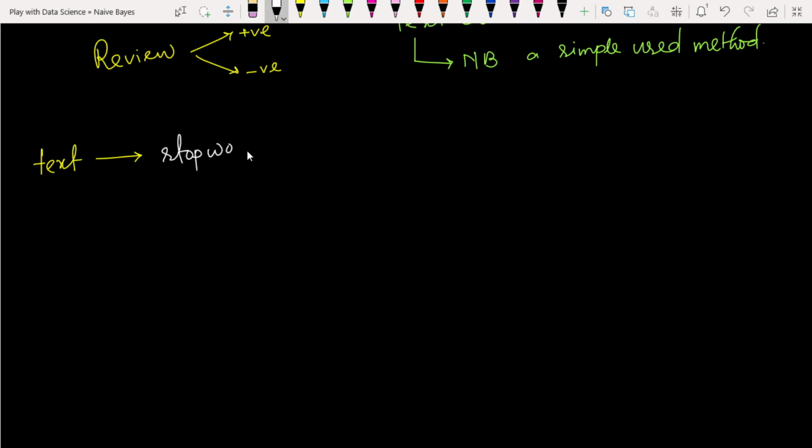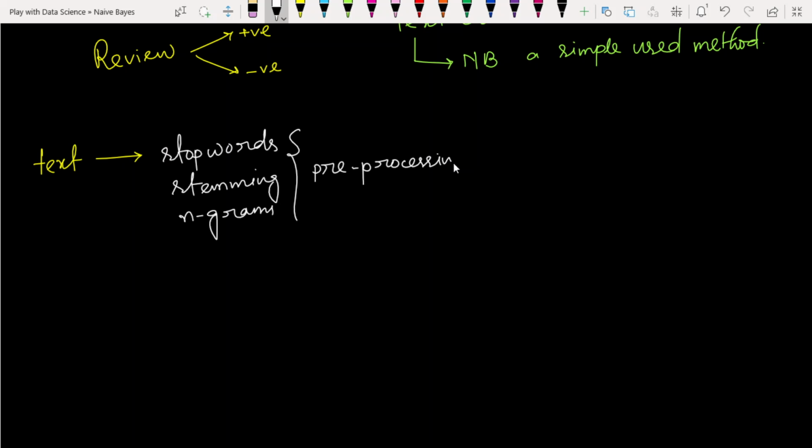We will learn this in the next series of lectures. We have to remove stemming words, and we use n-grams. What is an n-gram, what is a stop word, what is stemming, we will see. This is a simple pre-processing technique.